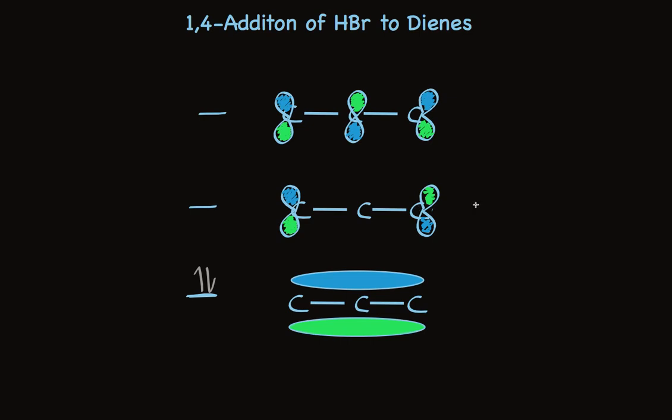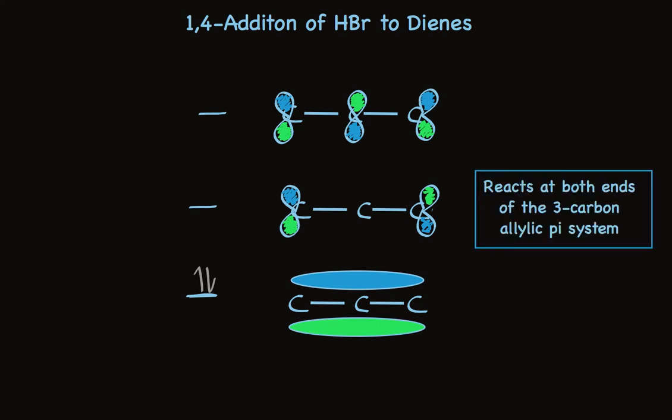And of course, we also notice that this allylic pi system is more stable because the 2 electrons in it are both in a highly stabilized bonding MO. So either picture, the MO picture or the resonance picture, gives us the same conclusion. The reaction will be at both ends of the 3-carbon allylic pi system.